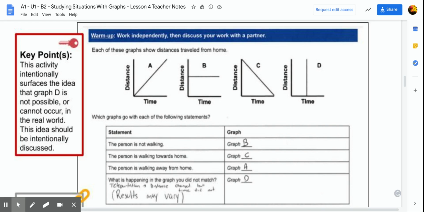What is happening in the graph you did not match? Well, that was graph D. And basically, what it is saying is that at the same amount of time, you are in a whole bunch of different places at once. So you must be good at teleporting.